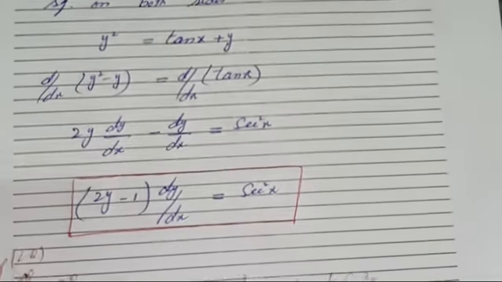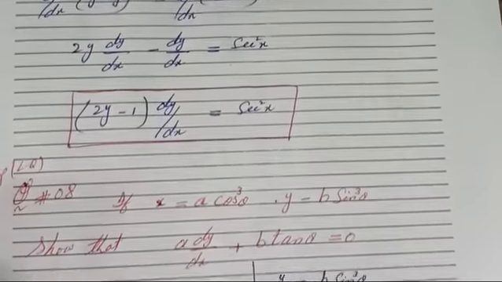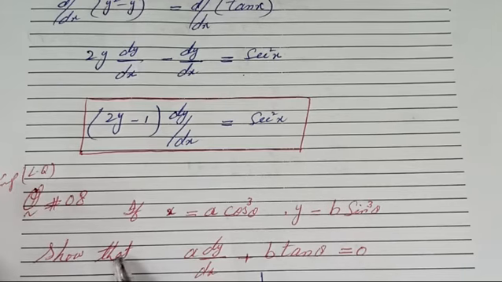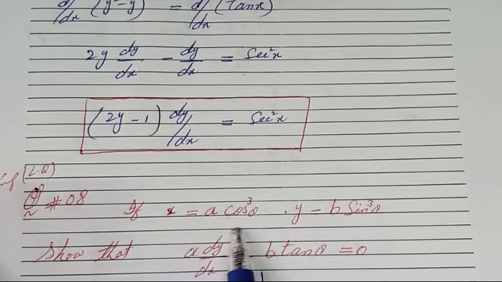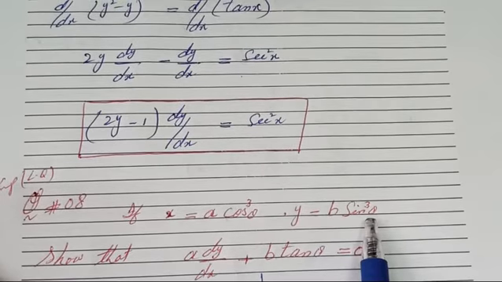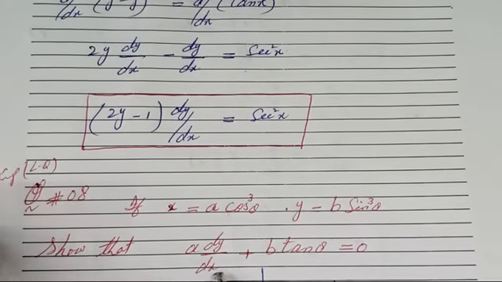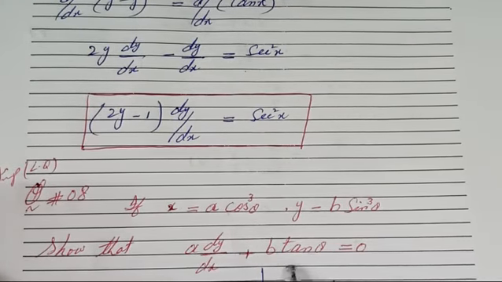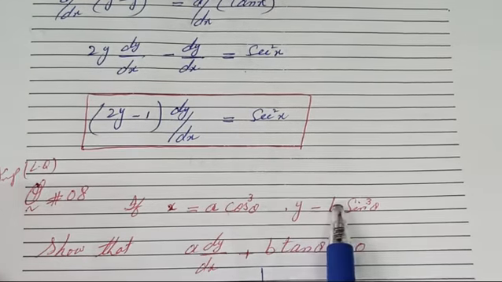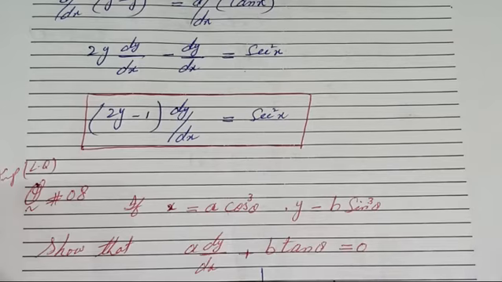Question number 8. Next question, this is a very important long question repeated in board. If x is equal to a cos cube theta and y is equal to b sin cube theta, show that a dy over dx plus b tangent theta is equal to 0. These are given terms and we have to prove this one.